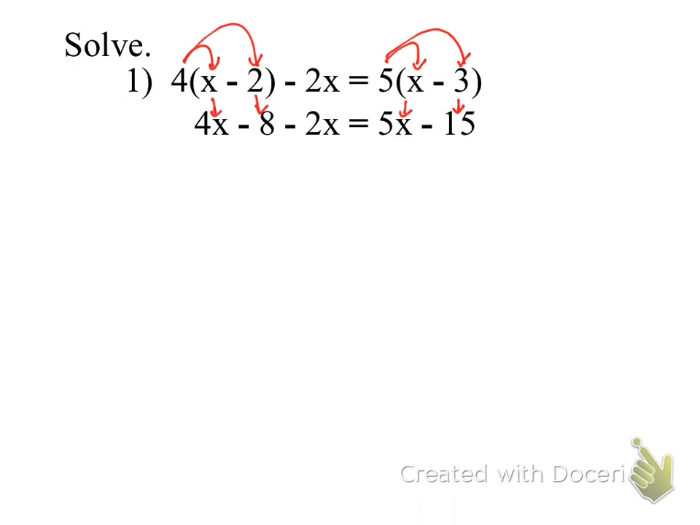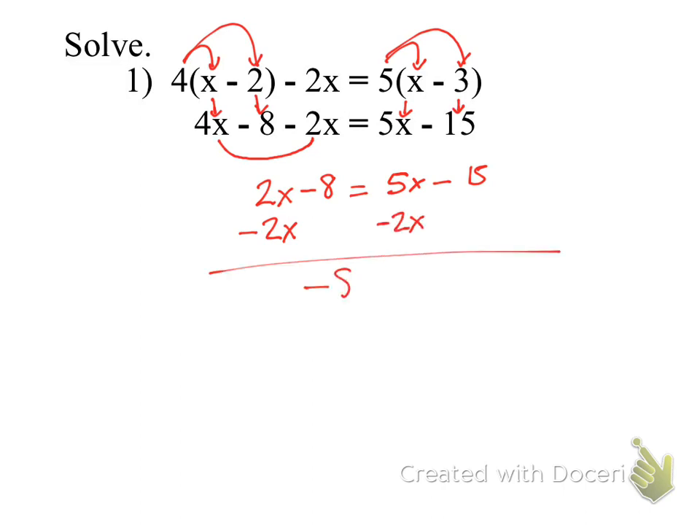Okay, next step, what am I going to do on the left side? On the left side, Mike? Combine these two like terms, and so that becomes 2x minus 8 equals 5x minus 15. Next step, go. I would subtract the 2x from the left side. Subtract 2x from both sides. Both sides, good. And we are left with negative 8 equals 3x minus 15.